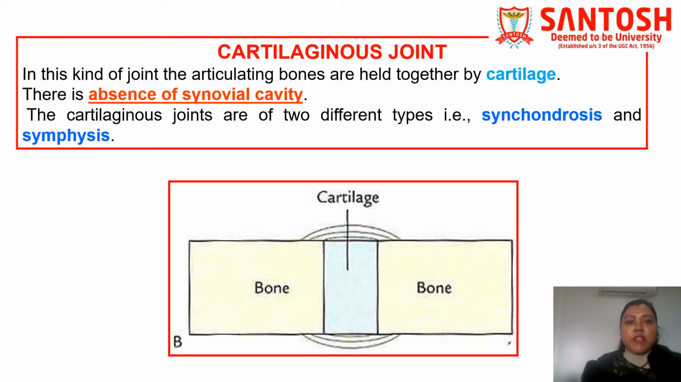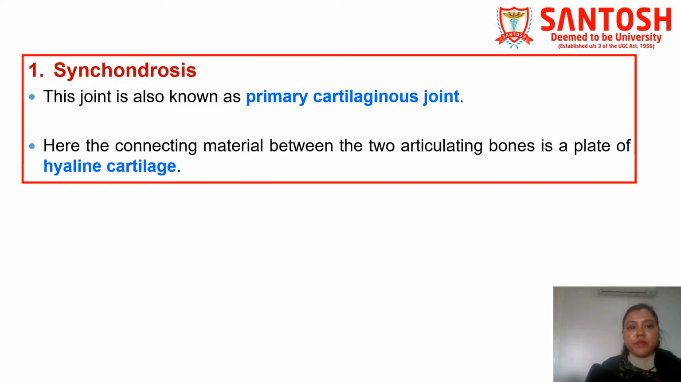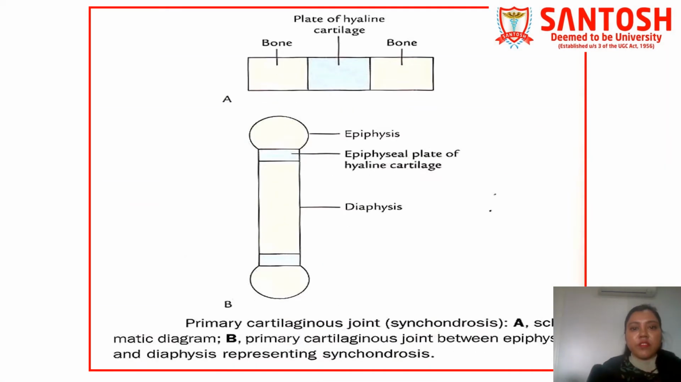Now the second type is the cartilaginous type. Based on the cartilaginous tissue between the two bony ends, we can classify them as synchondrosis and symphysis. Synchondrosis is also known as primary cartilaginous joint. Here the connecting material between the two bony ends is hyaline cartilage. So these are the two bones and a plate of hyaline cartilage separates the two bony ends, and this is the primary cartilaginous joint.